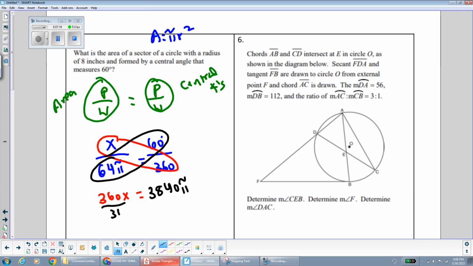And then finally, dividing both sides by 360. When I do 3,840 divided by 360 in my calculator, it's a long decimal, and I'm not really sure if it has an end. So I'm going to convert it to a fraction by hitting math, enter, enter. And that converts it to a fraction in lowest form. That would be 32 over 3 pi inches squared. Remember, we measure area in square units.